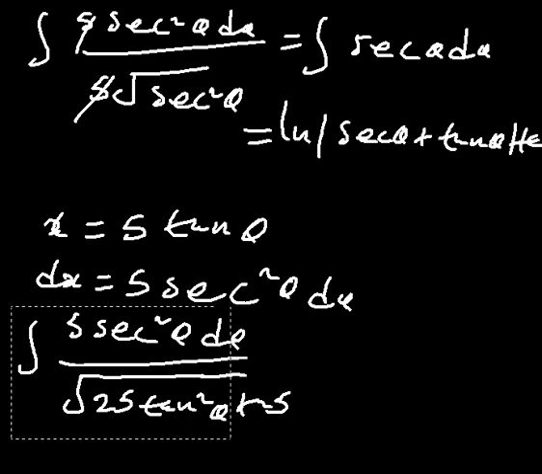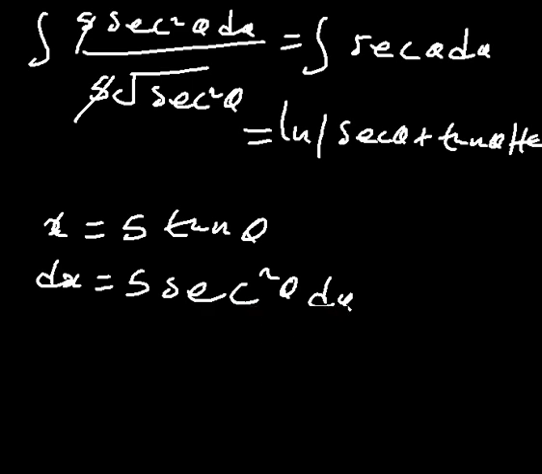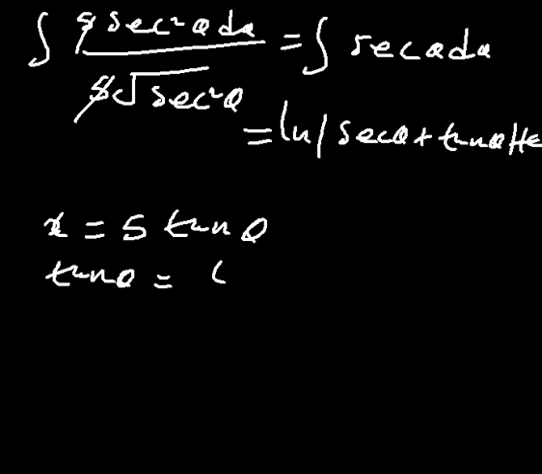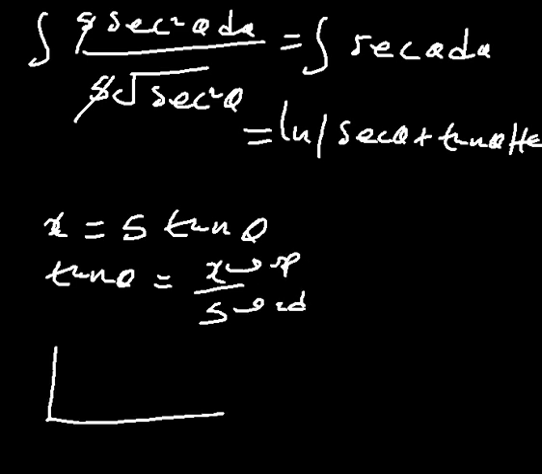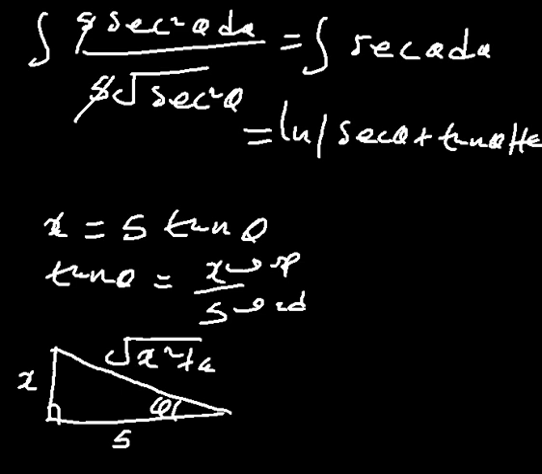We should take it back using this key. That's a substitution key we equate. If x is equal to 5 tan theta, that is the same as tan theta being x over 5, which is opposite over adjacent. So we should come up with the right angle triangle corresponding to that one. Let's say this is the angle theta, this is x, and this is 5. Using the Pythagoras theorem, the hypotenuse is the square root of x squared plus 25.